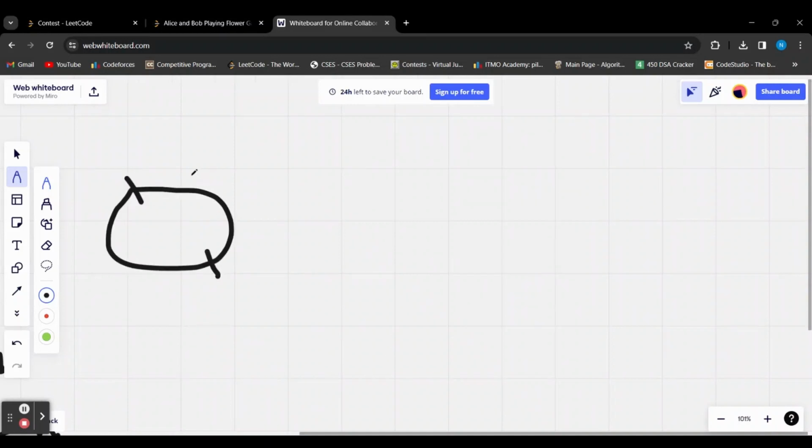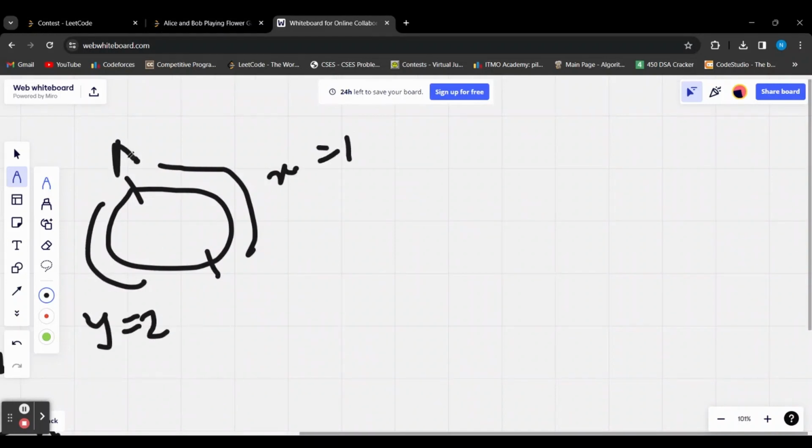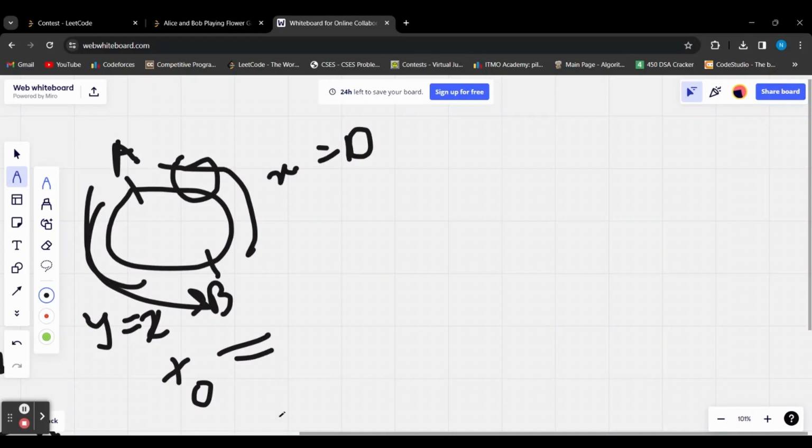Just for an example, let's say x equals 1 and y equals 2. Alice is here and Bob is here. So there are a total of 3 flowers. Let's say in the first turn, Alice picks out this flower. So it becomes x equals 0 and y equals 2. Now Bob picks out this flower. So it becomes y equals 1, x equals 0. Again, Alice's turn. Alice picks out this flower. So it becomes y equals 0. And since there are no flowers remaining, Alice catches Bob and hence wins the game.